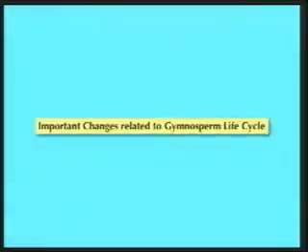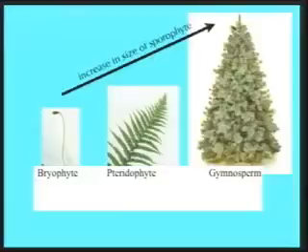And we're going to focus on conifers as an example of the life cycle of gymnosperms in general here. But first, I want to point out some important changes from the fern life cycle that I just showed you. Starting out, let's look at the land plants overall. A moss sporophyte is shown here. Here we have a fern sporophyte. And here's a conifer sporophyte.